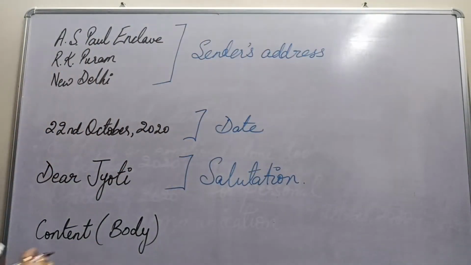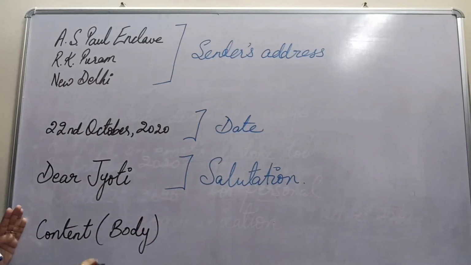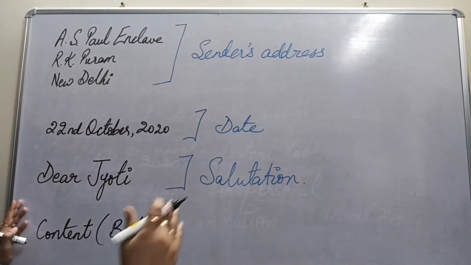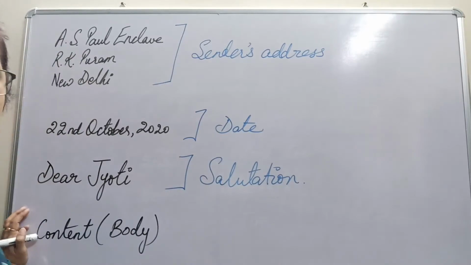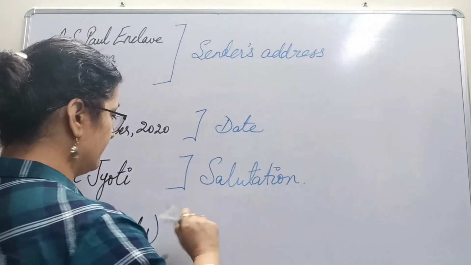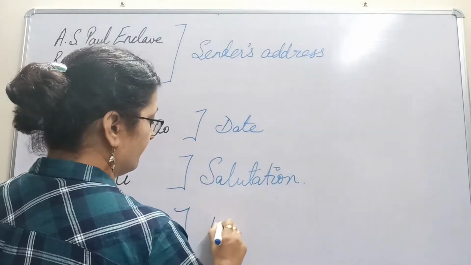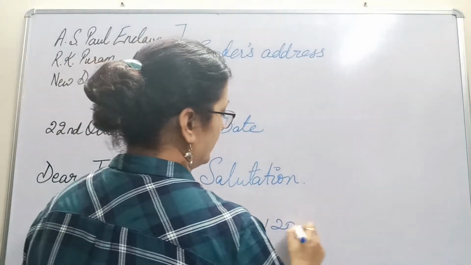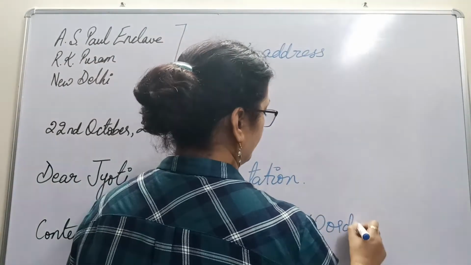Finally, after writing the entire body part of it, completing it, let's say for class 7 level, we can keep it to 100 to 120 words. Let's say this is 100 to 120 words.